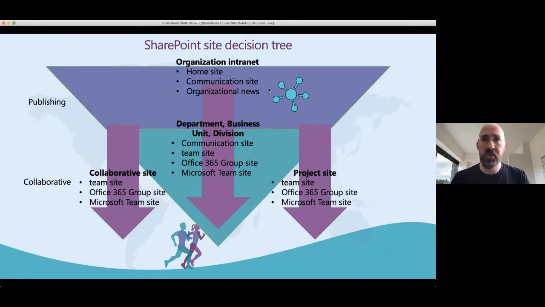Hopefully now you've got the information though that you need to start building out this decision tree so that you can start building out an information architecture that's going to be flexible for you, that's going to give your users what they need when they need it, provide light governance as needed, and maybe even turn on self-service site creation.